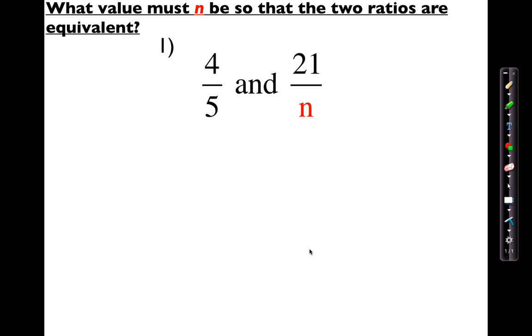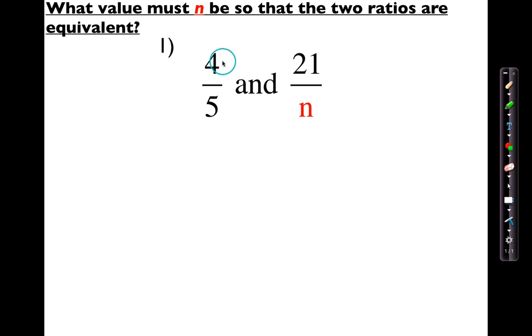Okay, so here, same instructions. It says what value must n be so that the two ratios are equivalent? So here I'm going to start with how did 4 become 21? So again, since I don't know what's being multiplied by 4 to give me 21, I'm going to go ahead and pick a variable. Now typically I would use n because it makes me think of a number. But again, it's already being used here, so I'm going to have to use something different. The last variable I used was m, so let's go ahead and be consistent and stay with that.